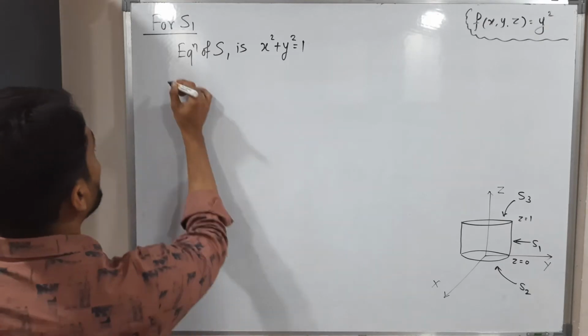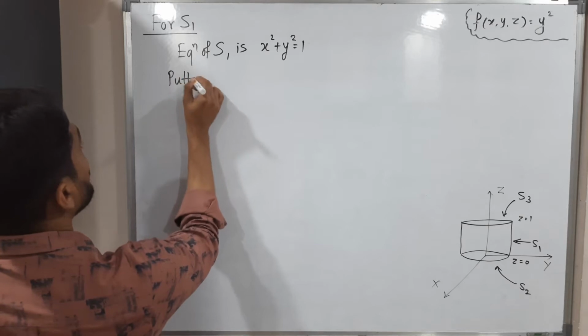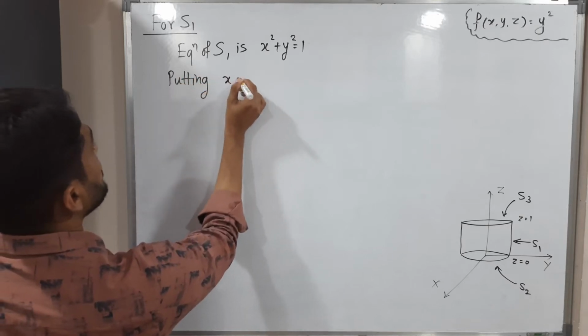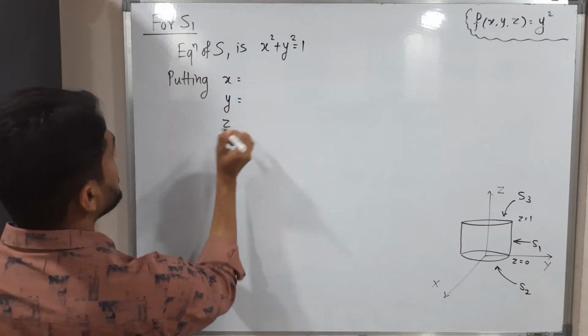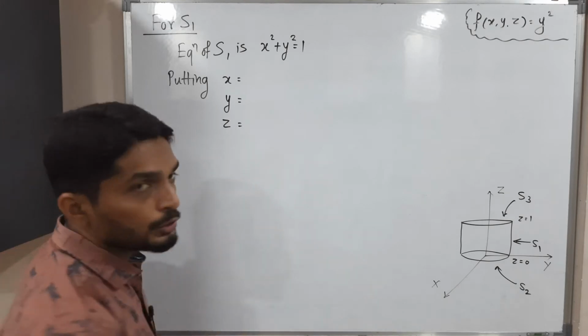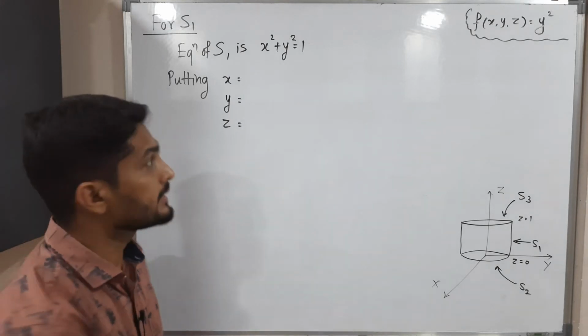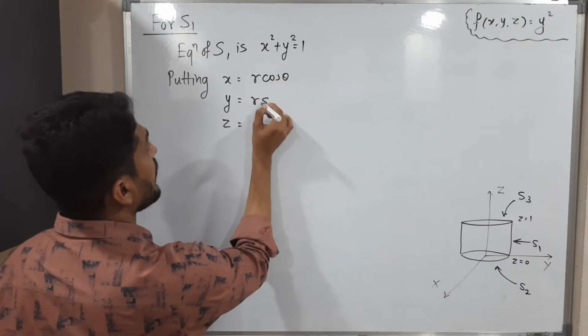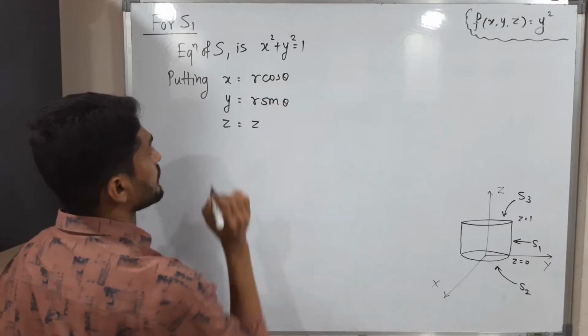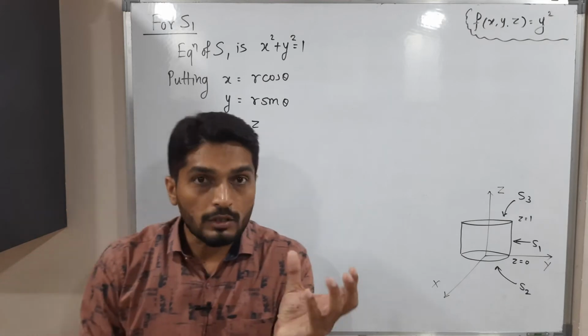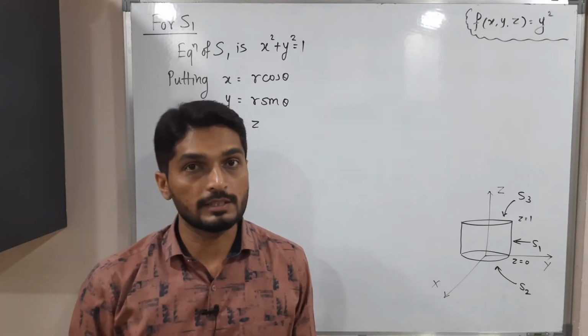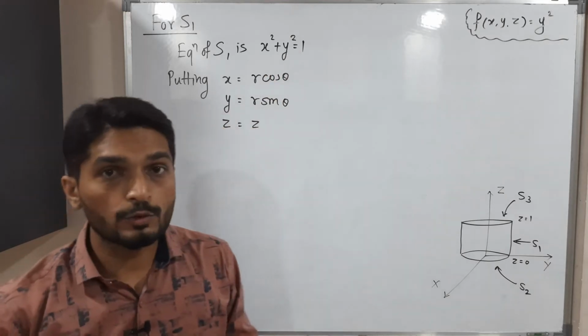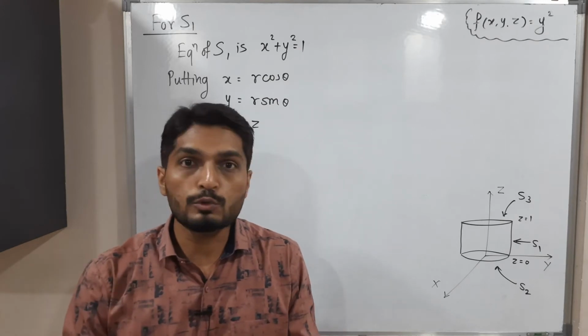For that I am going to put x is equal to, y is equal to, z is equal to. So the substitution is x is equal to r cos theta, y is equal to r sin theta and z is equal to z. But see that for the curved surface, the radius is fixed. Radius is 1, so that means the value of r is 1. R is not varying here.